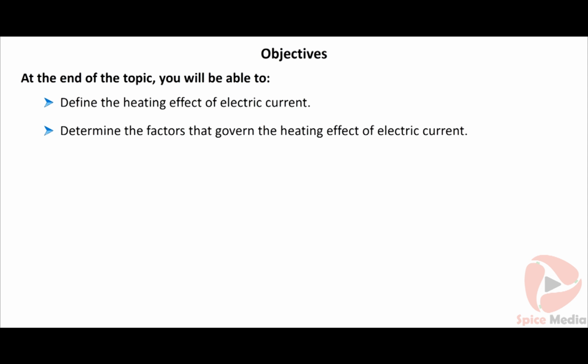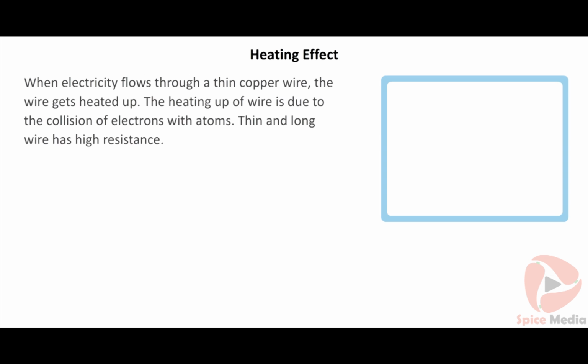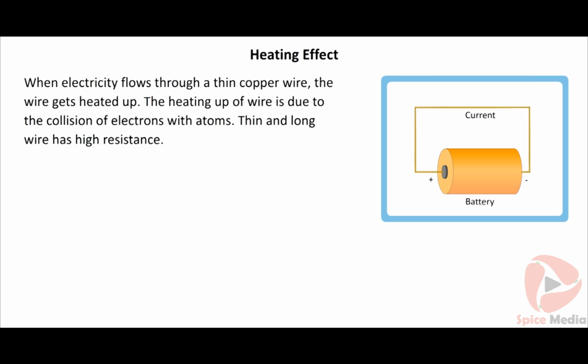At the end of the topic, you will be able to define the heating effect of electric current, and determine the factors that govern the heating effect of electric current. Take a wire and connect it with a power supply. When the power supply is switched on, electric current flows through the wire and the wire gets heated up. Therefore, electrical energy is converted into heat energy.